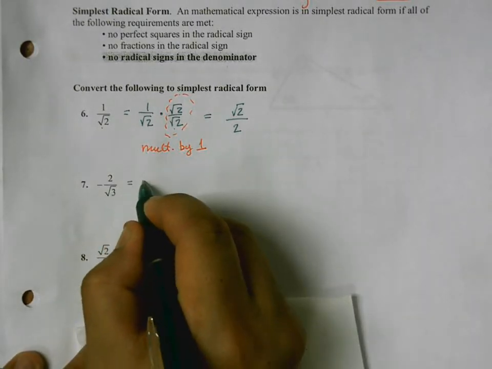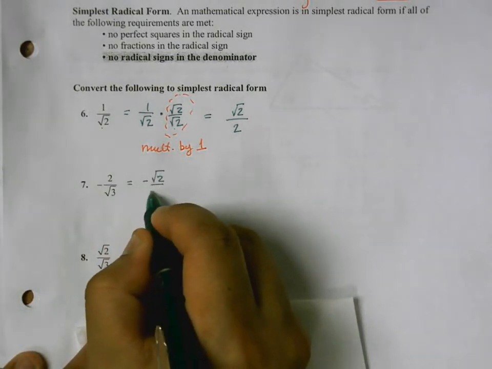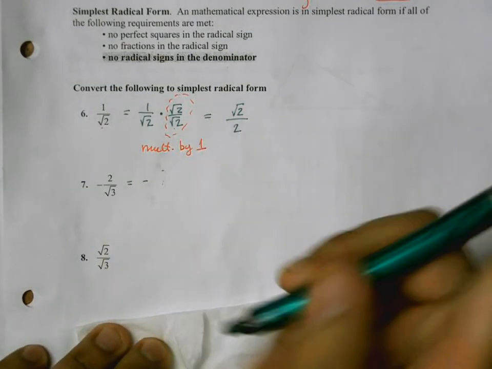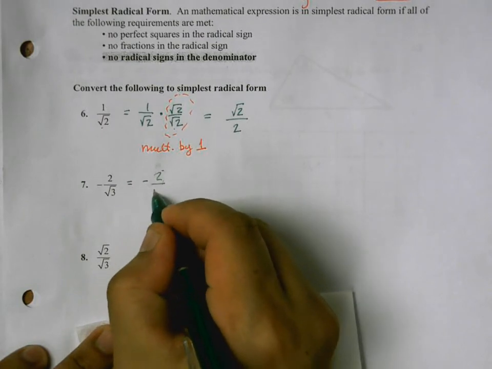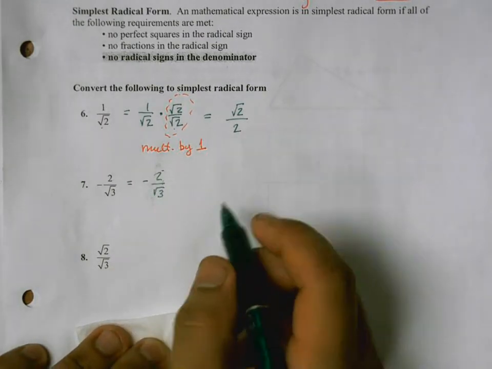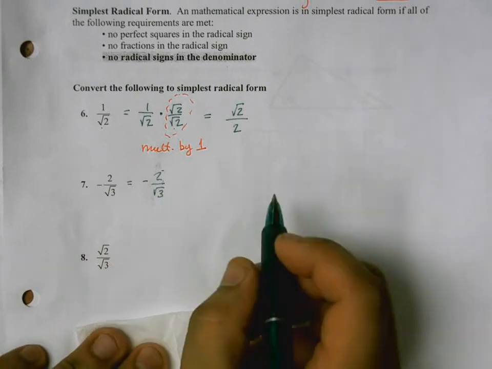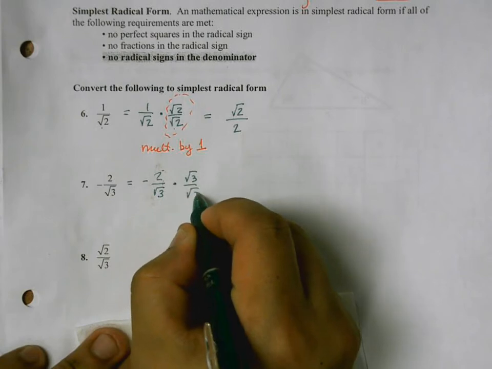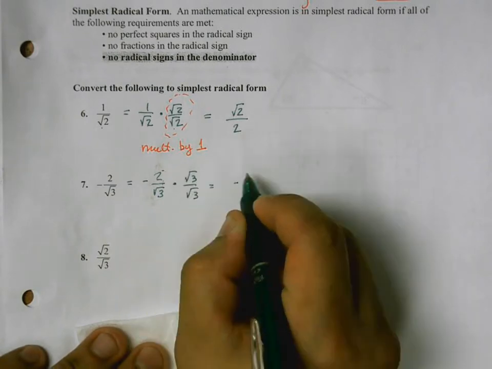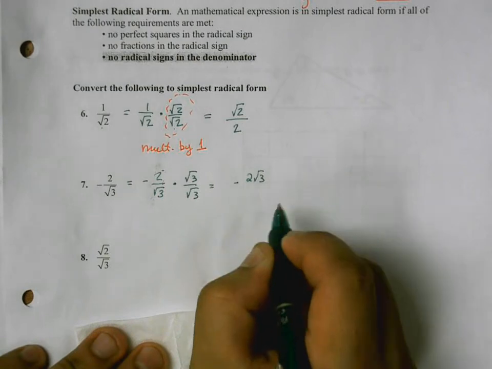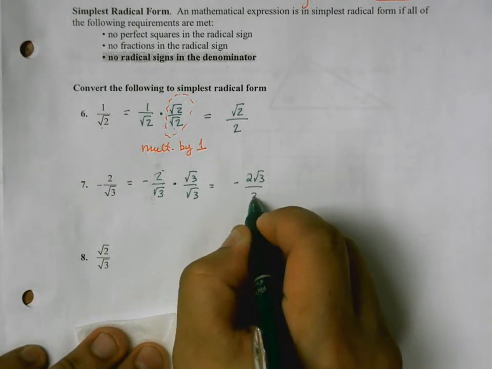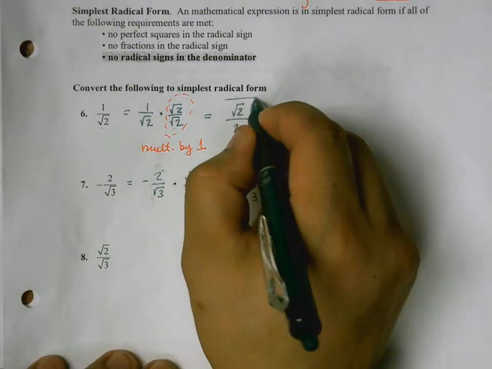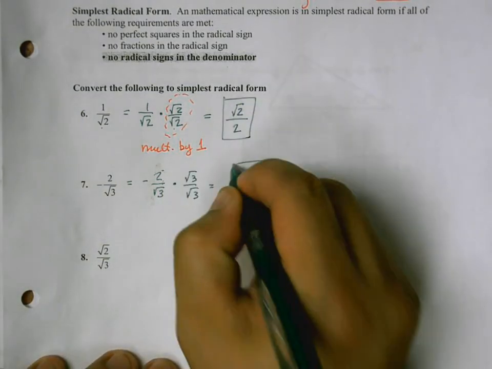So let's take another example here. Whoops, I don't know why I wrote that. This is 2 over the square root of negative 3, or negative 2 over the square root of 3. So we're going to do the same thing again, multiply by 1. And on the top, we're going to get negative 2 root 3. And in the bottom, we are going to get just positive 3. Okay? And these are in simplest radical form.